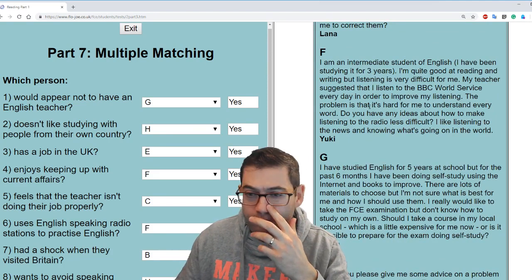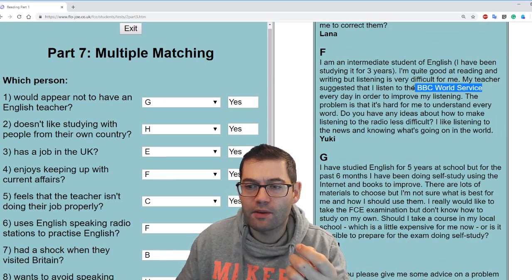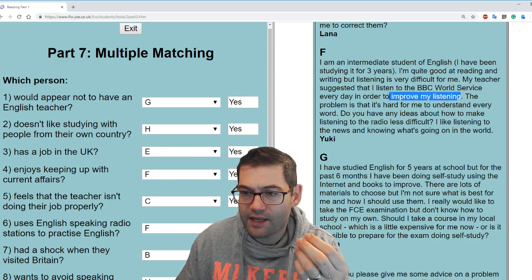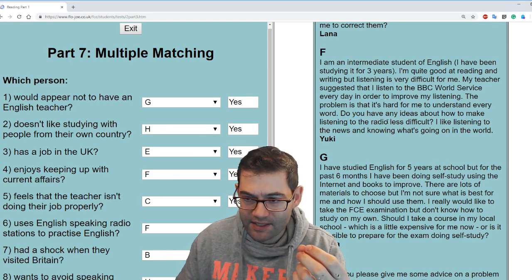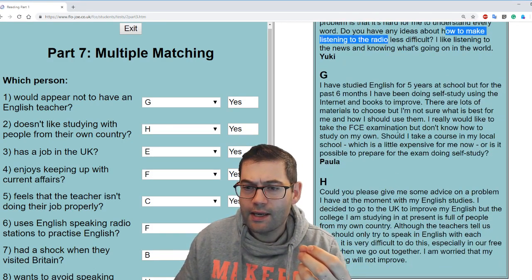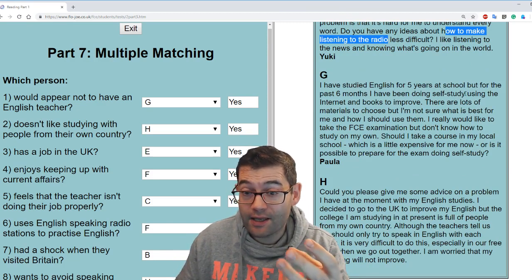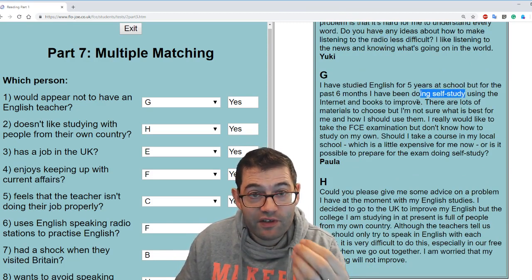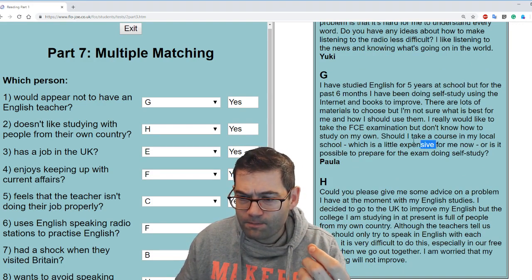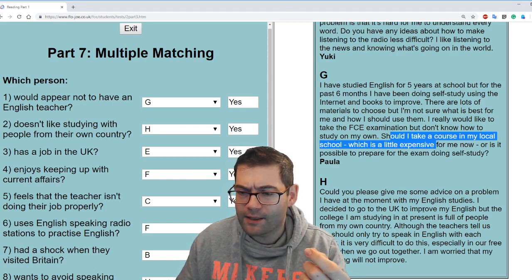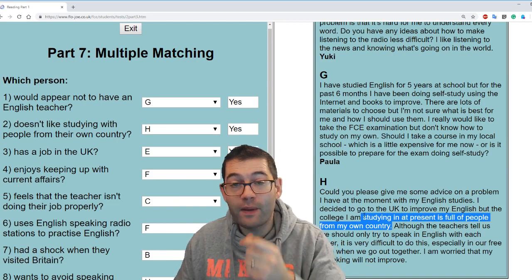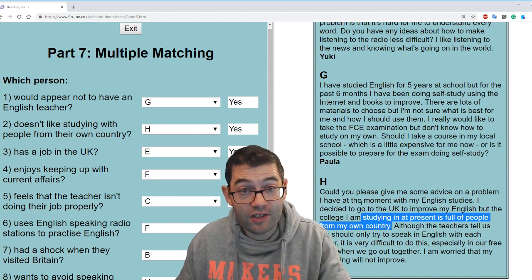For F, listening to the BBC World Service. So this is listening to the radio to improve listening. And indeed, it says this again: how do I make listening to the radio less difficult? For G, the important issue here is that Paula is studying by herself. So self-study here is important. Maybe also that learning English at school would be too expensive, so that might be worth highlighting. And lastly, with H, this is once again a complaint, here's the sentence: I'm studying with a class full of people from my own country, so speaking English is difficult.